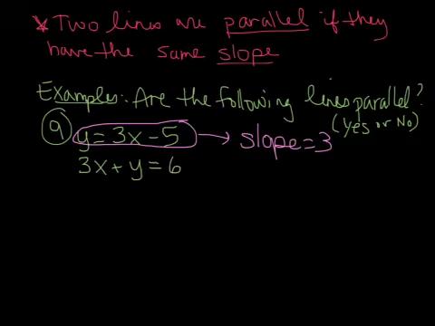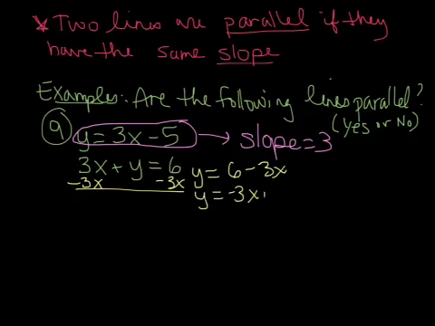The second one, it's not solved for y, but it's actually a pretty easy way to solve it. All you need to do is move over the 3x. So we subtract 3x. That gives us y equals 6 minus 3x. Or if you want, you can write it as y equals negative 3x plus 6, if that looks easier for you. You'll find that the slope is negative 3. So the important question is, are 3 and negative 3 equal? And the answer is absolutely not. So that means that our lines are not parallel.